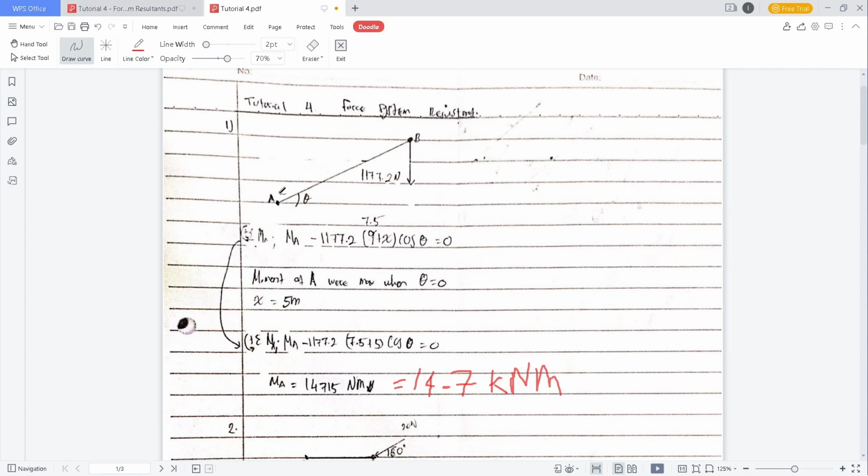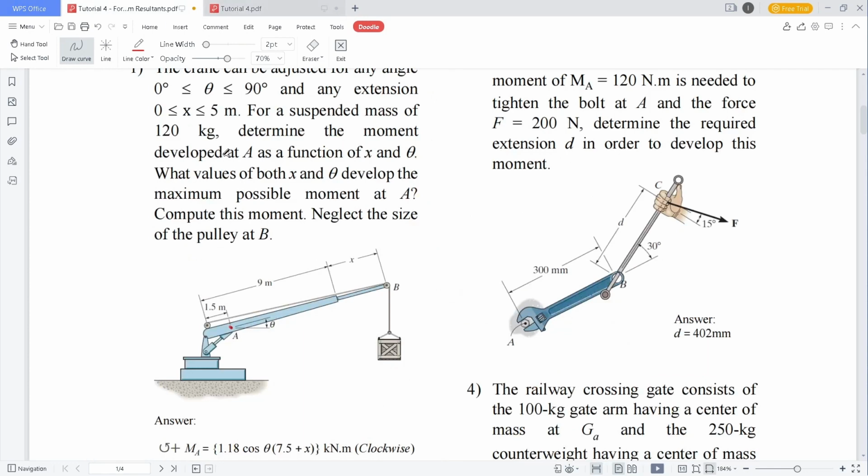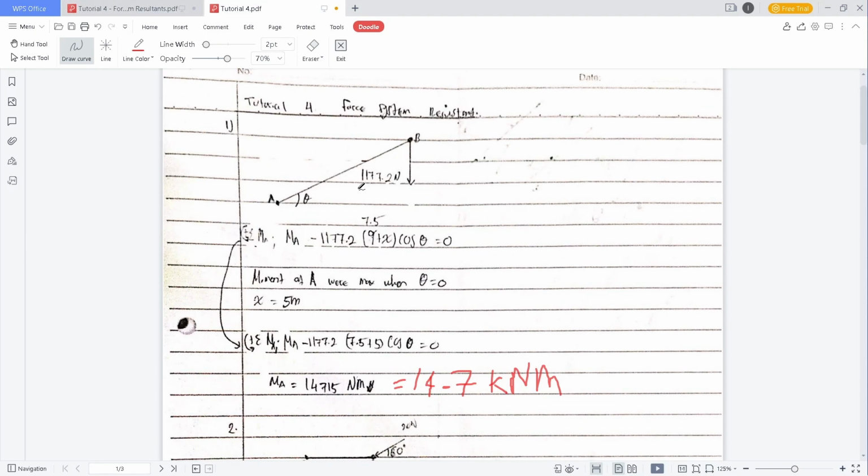So we'll have a lever A to B, and at point B it has a downward force, which is 1177.2 newton, obtained from 1 to 2 kg times the gravitational acceleration. So we'll get this magnitude, and we'll have theta right there.